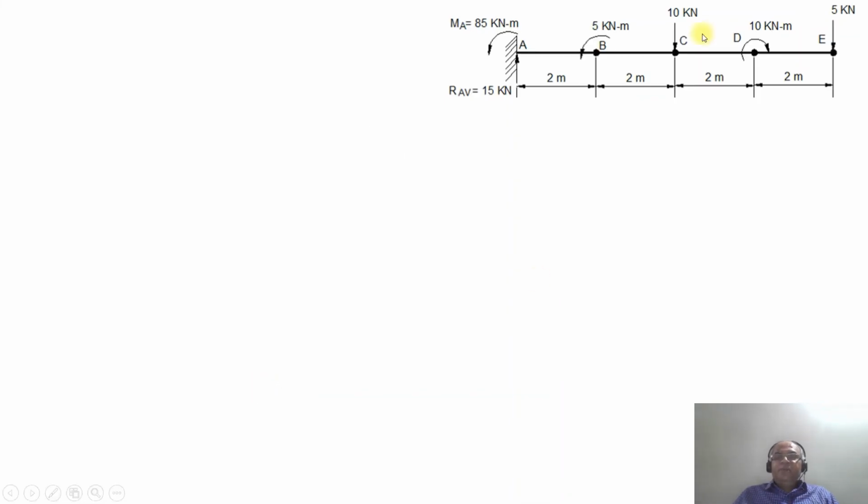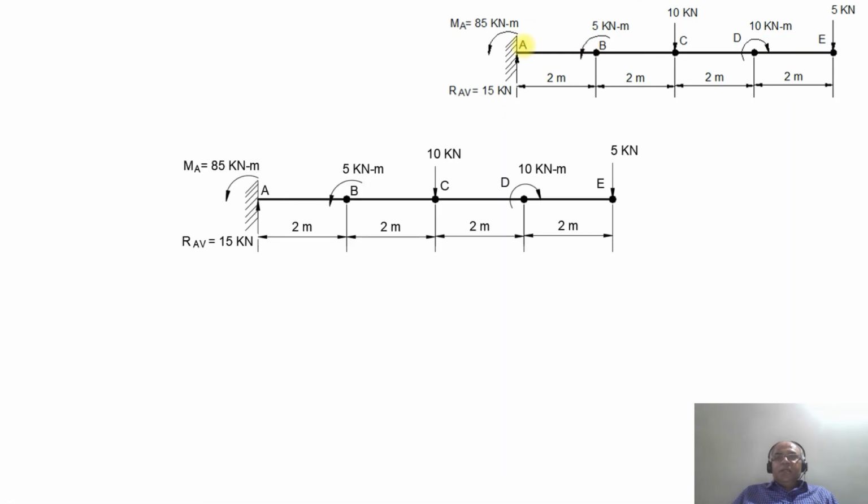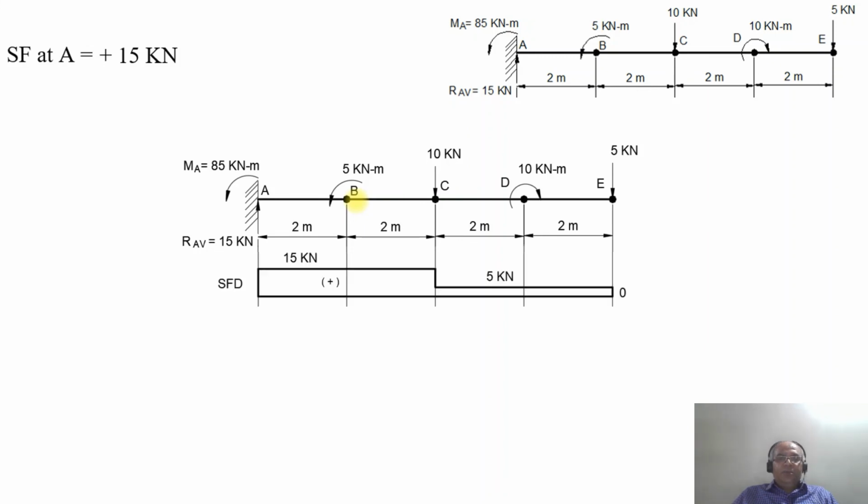Then finally, we are considering between B and A. When you are considering the entire beam, there is no load between B and A, so the SF remains constant at plus 15 kilonewton. So SF at A will be equal to plus 15 kilonewton. Between B and A, as there is no other load, SF remains constant at plus 15 kilonewton. So this is how you get the shear force diagram, which is the complete SFD.